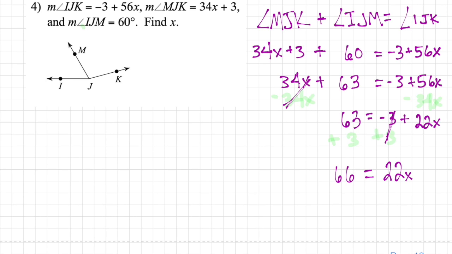So now we're just going to divide and solve. So I'm going to divide both sides by 22. And 22 divided by 22 is 1x, so that's x. And 66 divided by 22 is 3. So our final answer, we have solved for x, or it says to find x. So we have solved for x, and x equals 3.